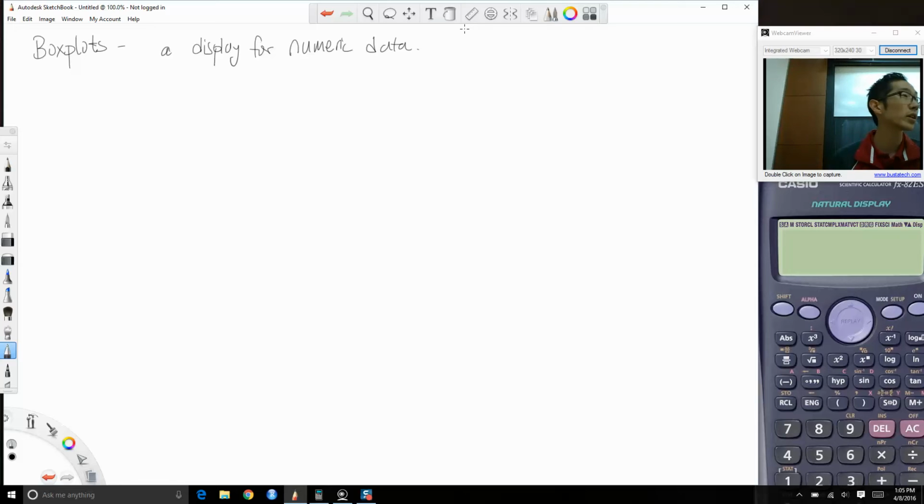What are the other displays that we have for numeric data? Okay, so other displays, we have histogram, and I heard stem plot, and what else? And the dot plot, okay? So these are all for numeric data.